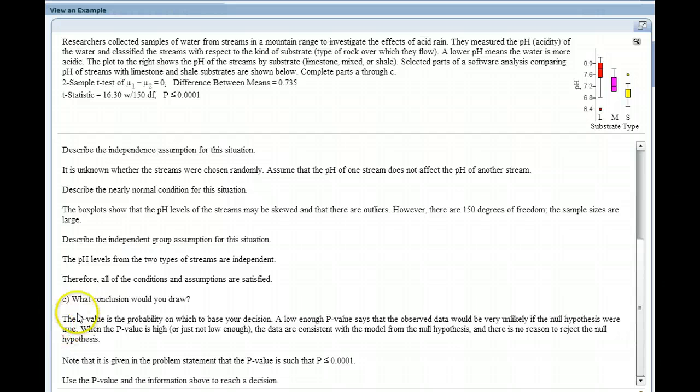So the essence of how you would make a conclusion is in the fact that if p is high or just not low enough, the data are consistent with the model from the null hypothesis, and therefore there is no reason to reject the null hypothesis. So if p is low, the null hypothesis is rejected, and if p is high or just not low enough, then there is not enough reason to reject the null hypothesis.